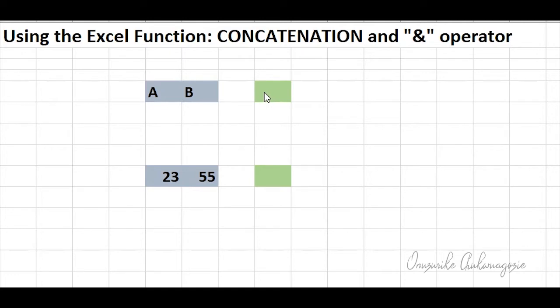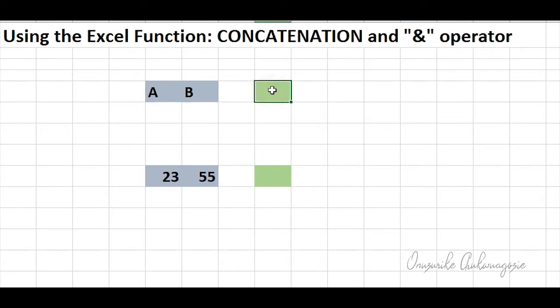So for this short illustration, I have A and B in two different cells. Concatenation joins two strings together. All right, so if you have two strings, a string data type is text, or any form of data, that are in two different cells, you use concatenation or the AND operator to join them together. So let's see how it works.